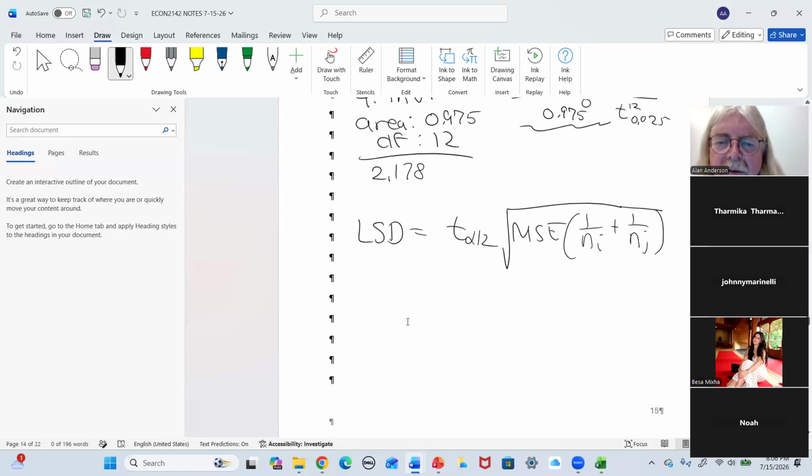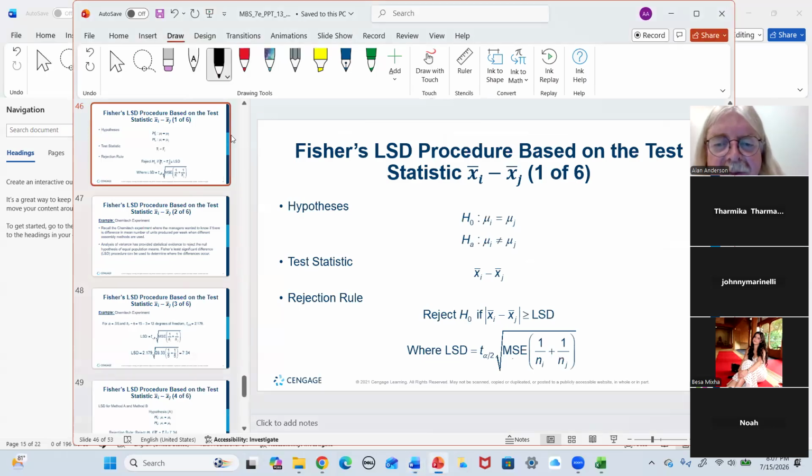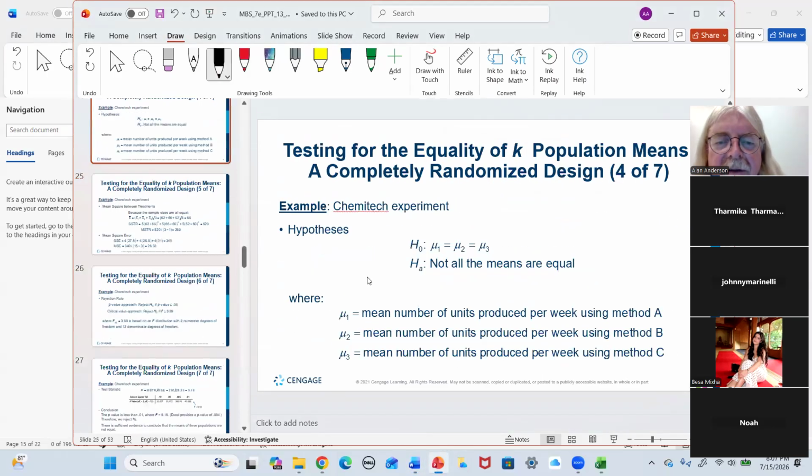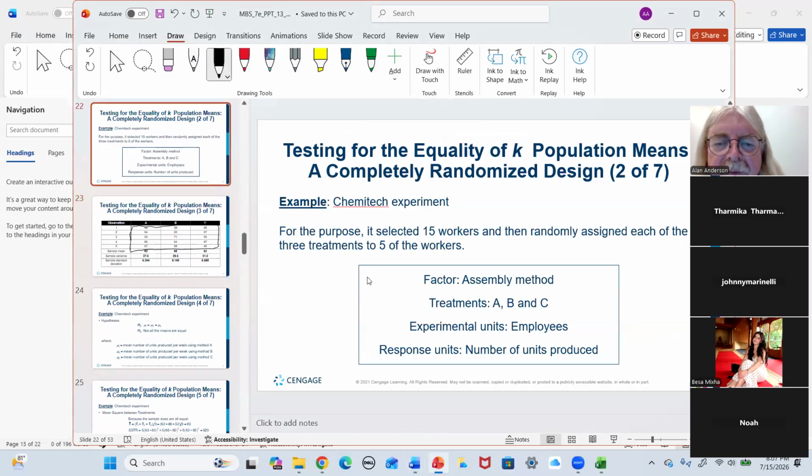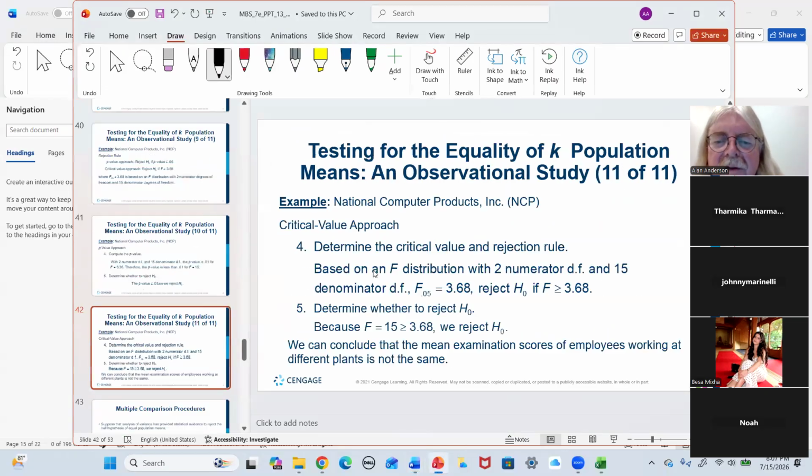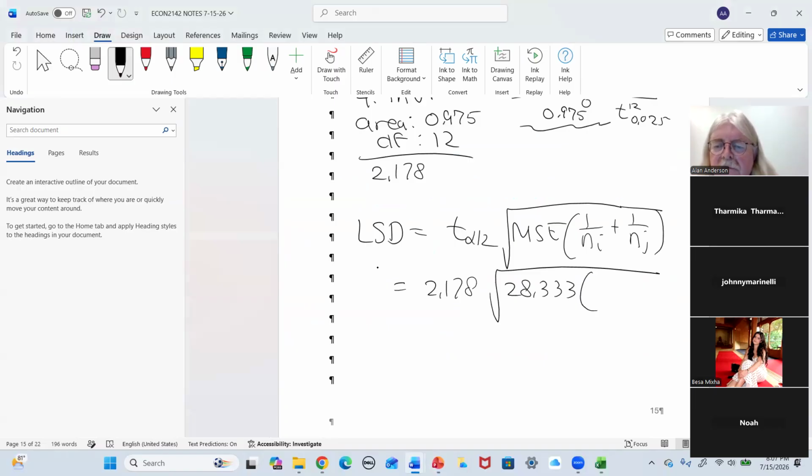Okay, so that means MSE is 2833. Now, all of these have the same number of observations. With Chemitech, I believe it was 5. Yes. All right, that does make things a little bit easier. I have 7.33.